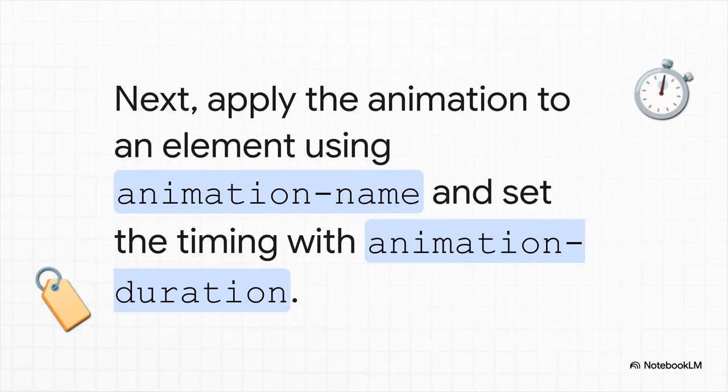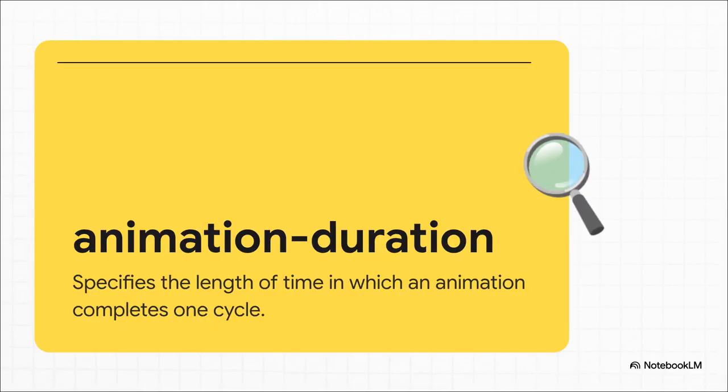Okay, now for the second part of our recipe. We target our paragraph element, the P tag. First, we use animation-name to tell it which set of keyframes to use. In this case, our slide-in animation. Then we use animation-duration to tell it how long the whole thing should take from start to finish. Here we've set it to 3 seconds. And yeah, just to be super clear on this, animation-duration is exactly what it sounds like. It's just the total time it takes for the animation to play through one time.